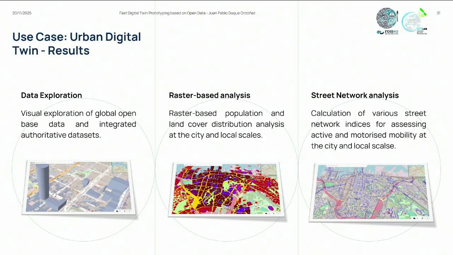So, a little bit of the results of the use case. We do some data exploration to see what data is in the prototype. We do raster-based analysis, which I will show you in a while, and street network analysis, which is something we are also doing in the research group, to understand and characterize urban mobility in cities from urban digital twins.